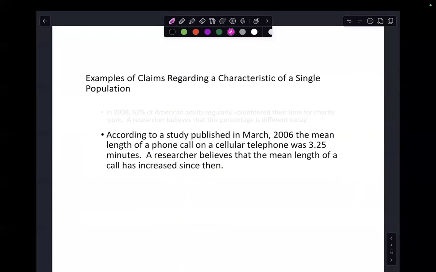Here's another one. According to a study published in March 2006, the mean length of a phone call on a cell phone was 3.25 minutes. A researcher believes that the mean length of a call has increased since then. So he looks at a previous study, but that study was 19 years ago. So based on his own life experience, maybe, he thinks people talk longer on the phone today than they used to.